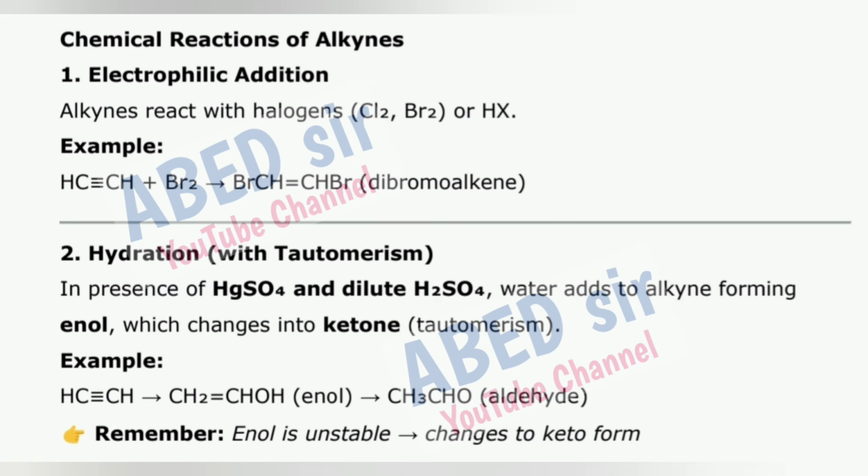Electrophilic addition. Alkynes react with halogens, Cl₂, Br₂, or HX. Example: HC≡CH plus Br₂ gives BrCH=CHBr, a dibromoalkene. 2. Hydration with tautomerism. In presence of HgSO₄ and dilute H₂SO₄, water adds to alkyne forming enol, which changes into ketone, tautomerism. Example: HC≡CH plus H₂O gives CH₂=CHOH, enol, which becomes CH₃CHO, aldehyde. Remember, enol is unstable and changes to keto form.